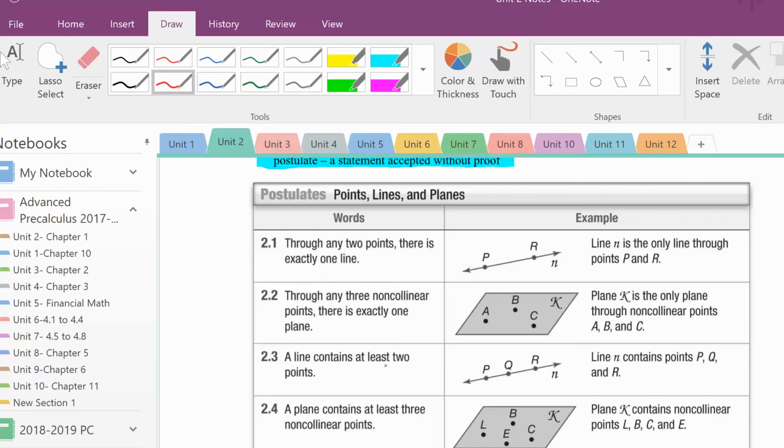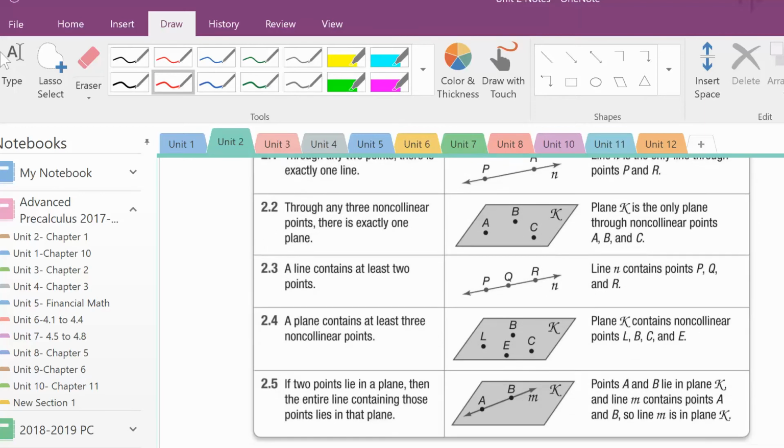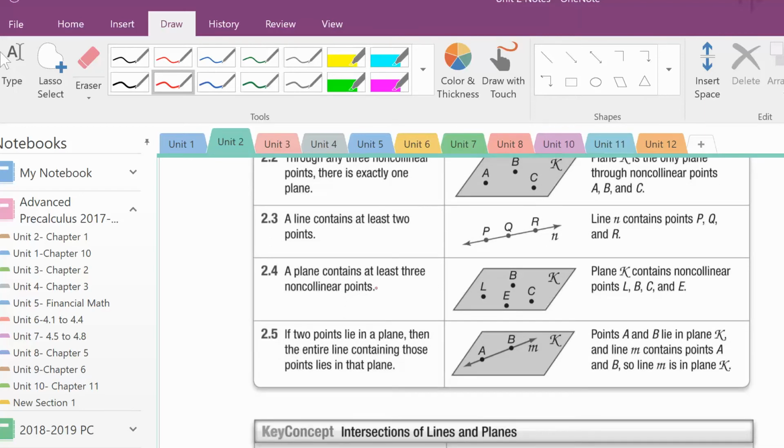A line contains at least 2 points. That is something we assume to be true. It might have more than 2 points, but it has to have at least 2 points. A plane contains at least 3 non-collinear points. It could have more than 3 non-collinear points, but it has to have at least 3 non-collinear points. If 2 points lie in a plane, then the entire line containing those points lies in that plane.